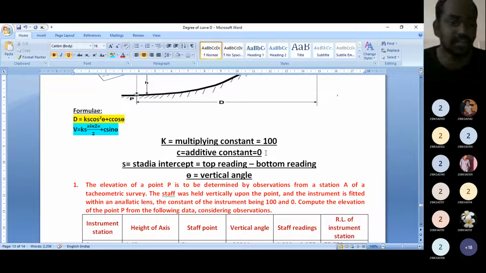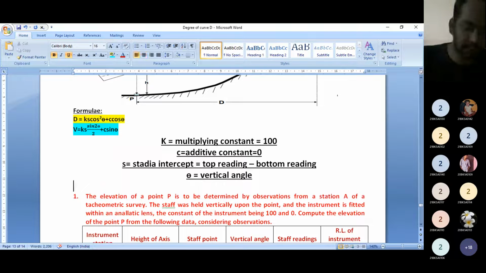C is the additive constant, its value equal to 0. And S is the stadia intercept. It can be taken by the top reading minus bottom reading on the leveling staff. And theta is the vertical angle. It is given here. Okay. And our ultimate objective here is to measure the reduced level or RL of the object we have to measure here.